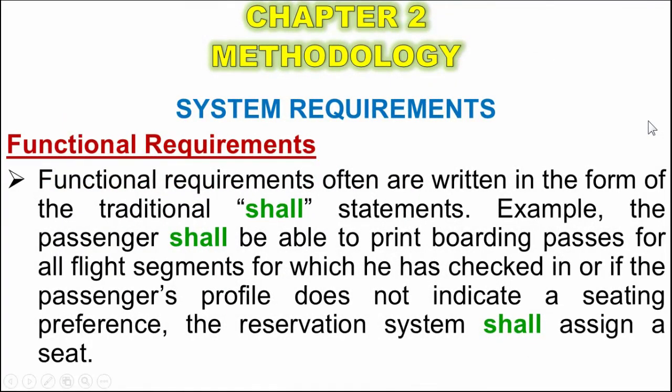Functional requirements often are written in the form of the traditional shall statements. For example, the passenger shall be able to print boarding passes for all flight segments for which he has checked in. Or, if the passenger's profile does not indicate a seating preference, the reservation system shall assign a seat.